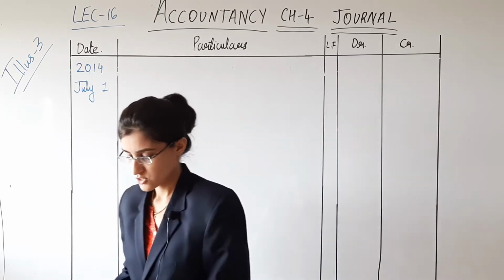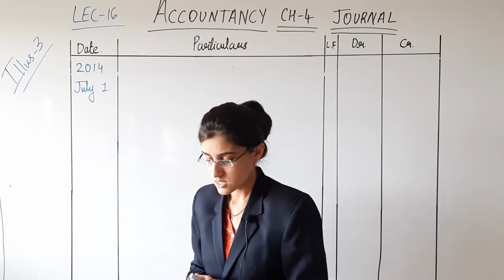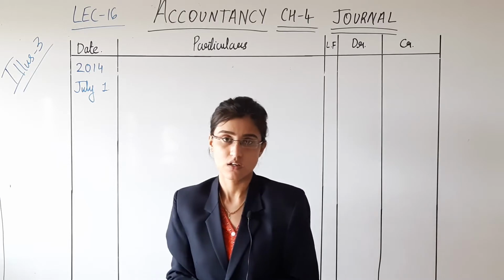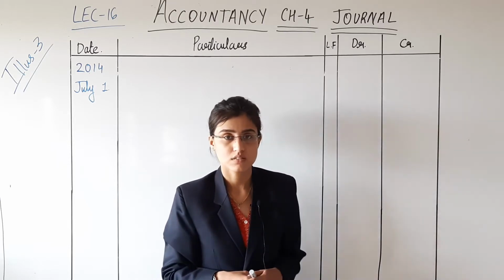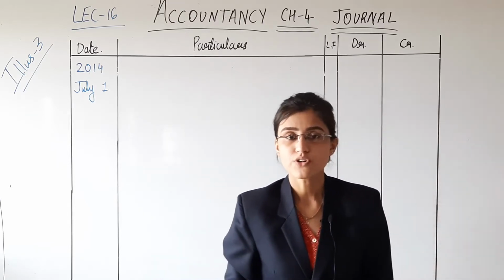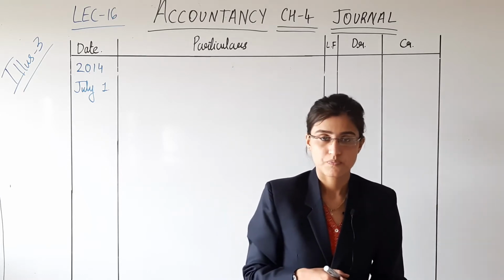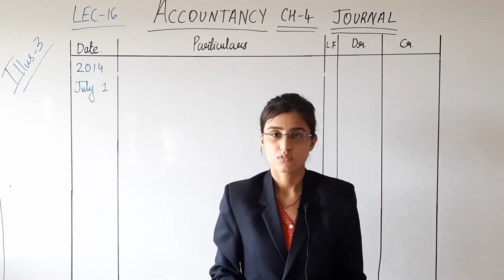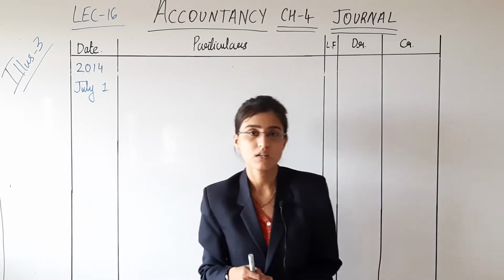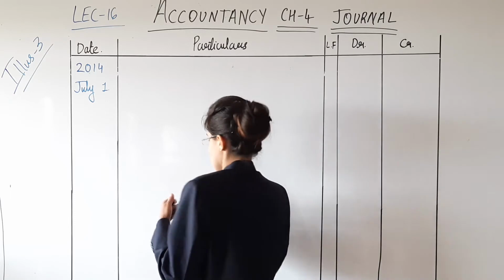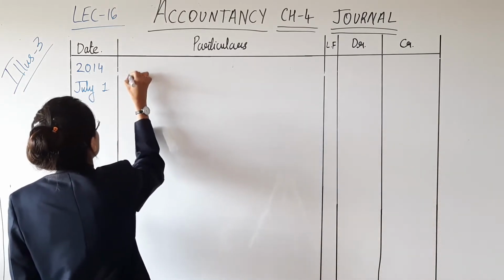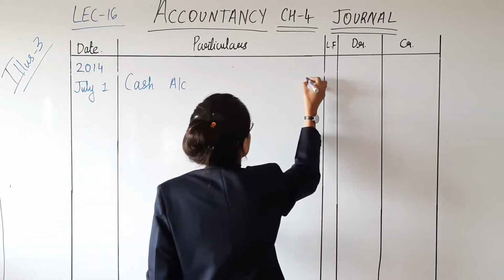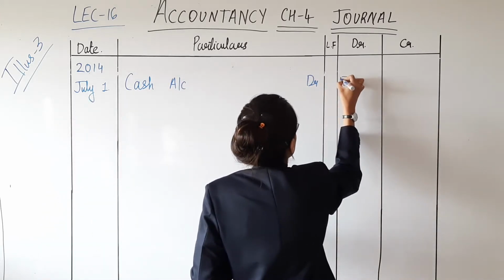So, the very first transaction says, introduced capital of rupees 50,000 and commenced business. Who introduced capital? Obviously, the owner. How much? Rupees 50,000. So, what comes in? Cash. So, cash account debit. Debit what comes in? 50,000, of course.